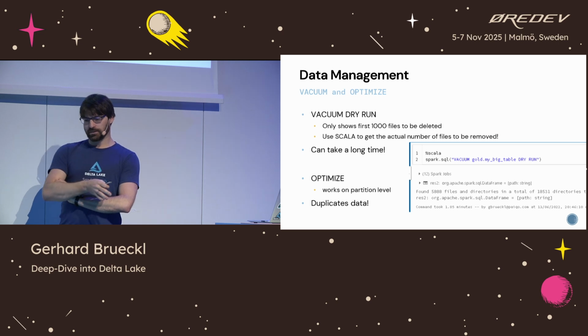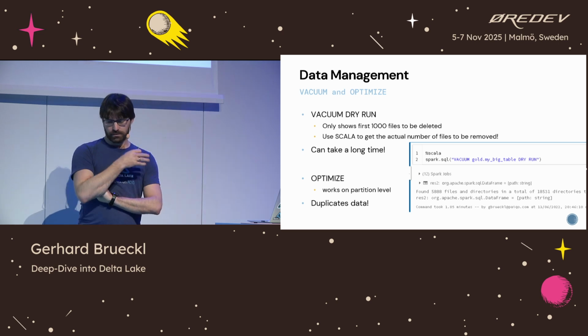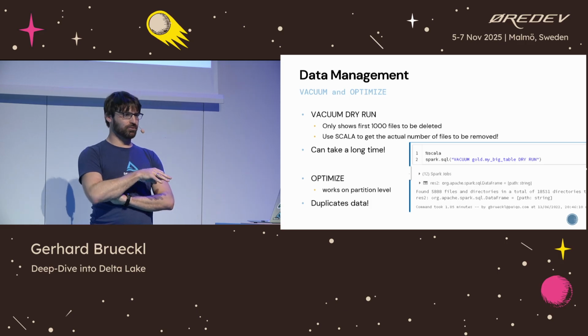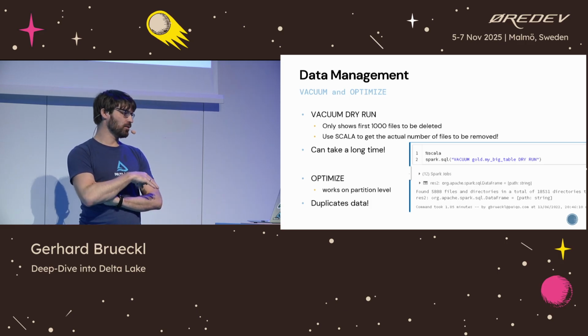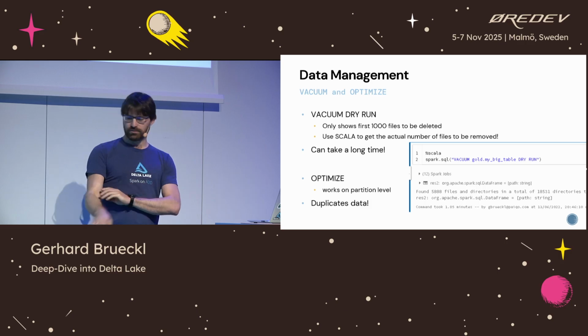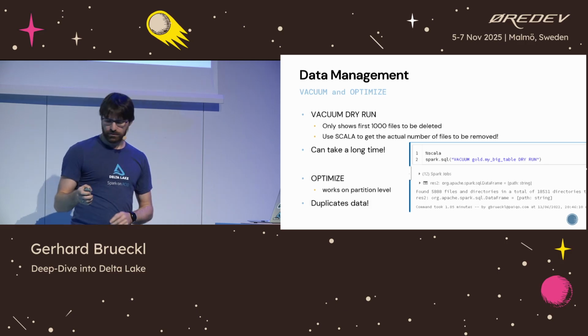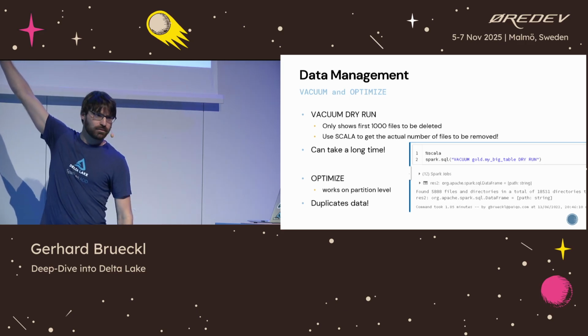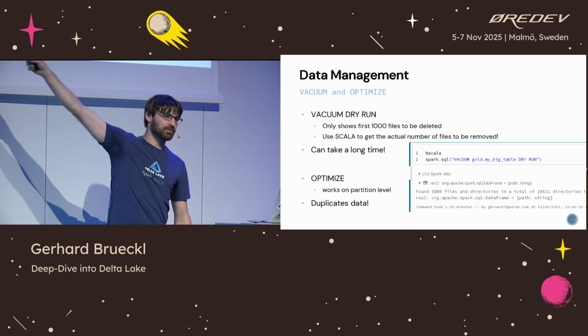What I've figured out is if you use the very same command in PySpark, you get a slightly different result than if you run it in Scala. If you run it in Scala, as you've seen in the example, it actually gives you the number of files that are going to be deleted. If you run the same command in PySpark, it doesn't give you that number.